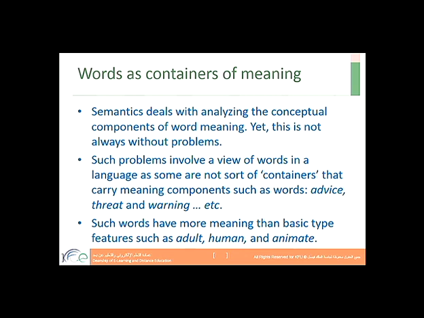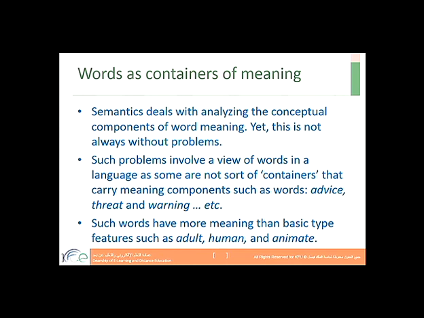Now we move to something very interesting, which is words as containers of meaning. Semantics deals with analyzing the conceptual components of word meaning, yet this is not always without a problem. Sometimes this may lead to a number of problems. Such problems involve a view of words in a language as containers that carry meaning components, such as the words advice, threat, warning.